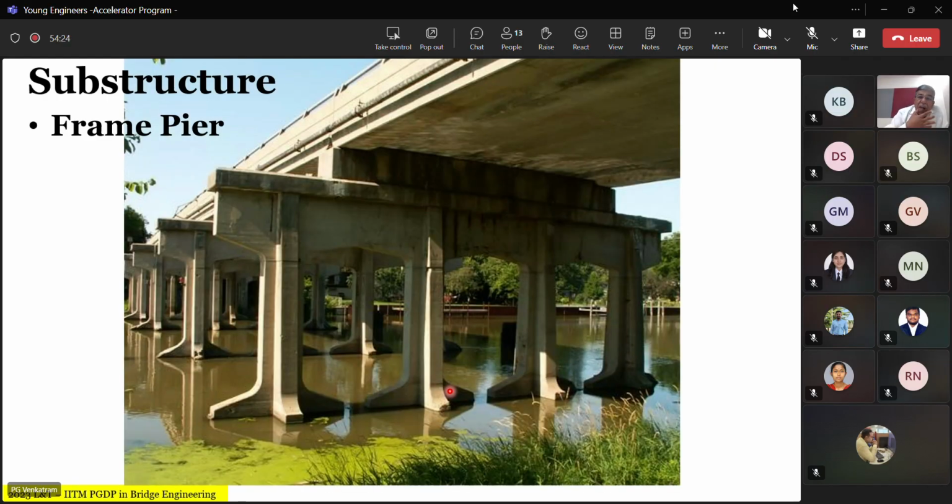Then another example, an older example of a frame type pier, you have multiple columns, you have a common bed block, and on top of it, you have the superstructure resting or integral with it.